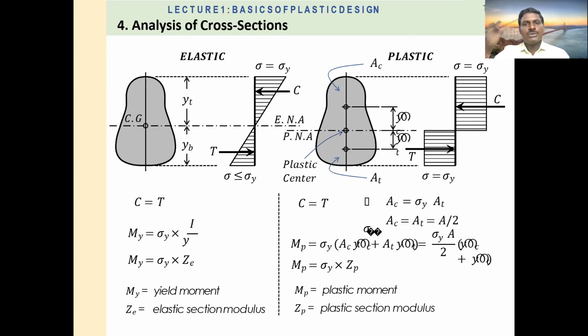Okay. So now, what behavior can we see numerically? If we see here, we have taken the example of this cross section, elastic and plastic. So we are analyzing the steel structural member. We have to do elastic analysis here, and plastic analysis.